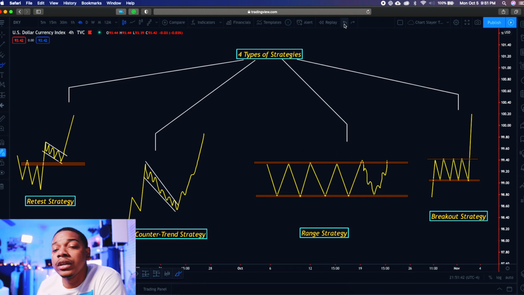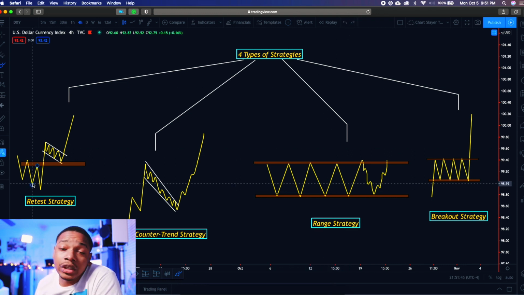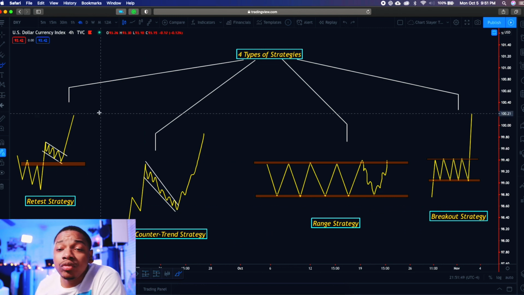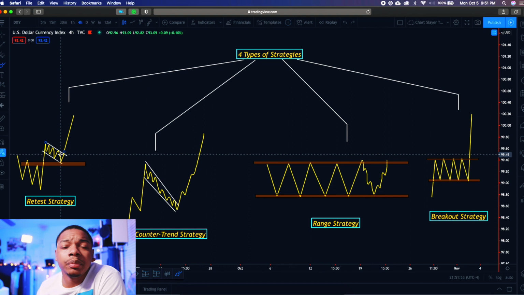That's why retesting is such a struggle to most traders, to 90% of the traders, right? But this right here gives you a winning percentage of around 50 to 60% on a regular level. So this is something that you want to pay attention to as well.